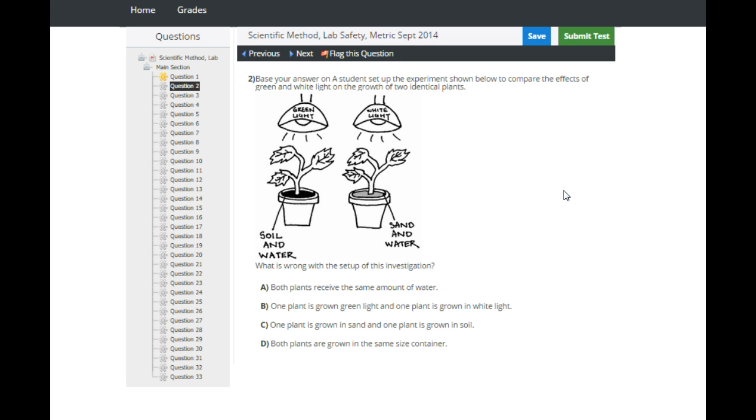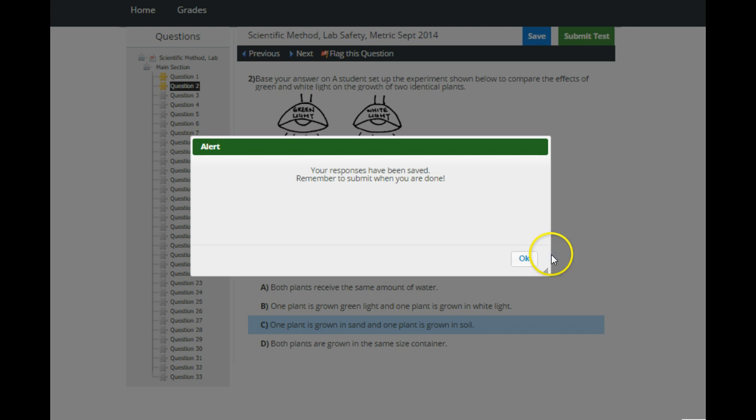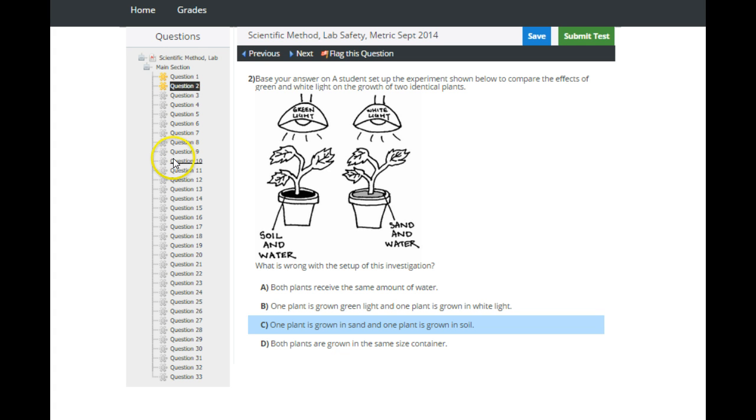C, one plant is grown in sand and one plant is grown in soil. That looks like it could be it, but let's just read D in case. D, both plants are grown in the same size container. They should be, because everything should be exactly the same except for the color light. Therefore, it has to be C. So we're going to hit C, and then we're going to hit save. Okay, now we're going to go on to the next one.